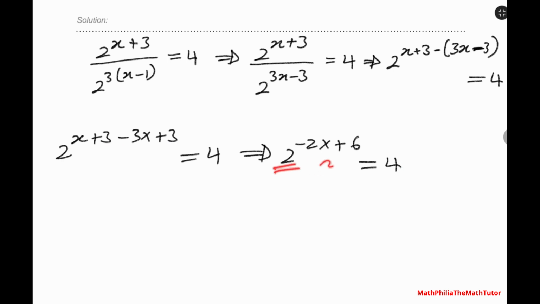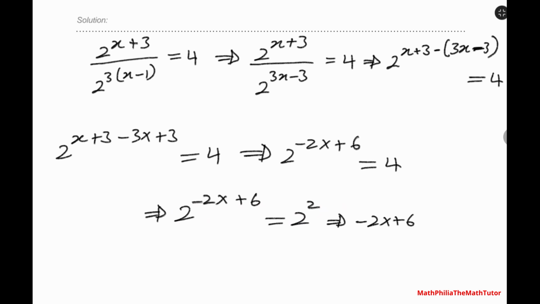Well, the bases are not the same. Can we make the bases the same? Of course. 4 is the same as 2 raised to the power of 2. So let's continue here. We have 2 raised to the power of negative 2x plus 6 equal to 2 raised to the power of 2. Well, now the bases are the same, 2, 2. So we can go ahead and equate the powers. That is negative 2x plus 6 is equal to 2.